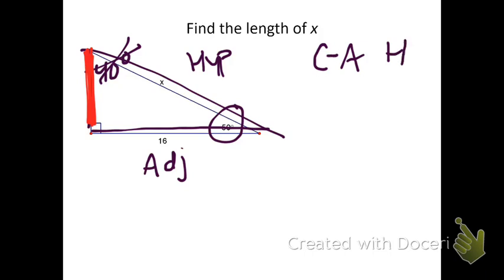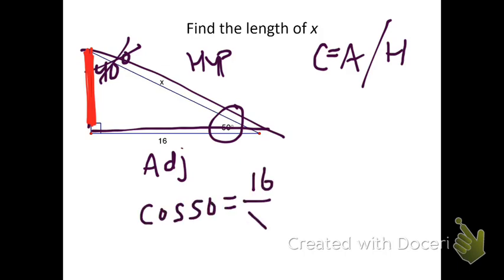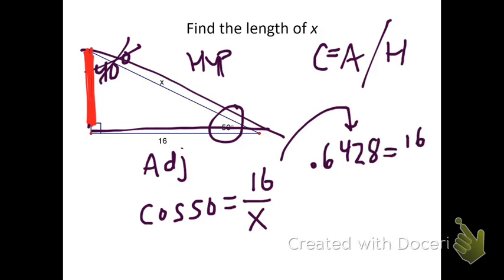Cosine is CAH. That's when you do the adjacent leg divided by the hypotenuse. So now you have the cosine of 50 is equal to 16 over x. Then you could type on your calculator and figure out what the cosine of 50 is. To save time, I just did that on my handheld calculator and saw that it's 0.6428. So that's what the cosine of 50 equals. So we'll set that equal to 16 over x.